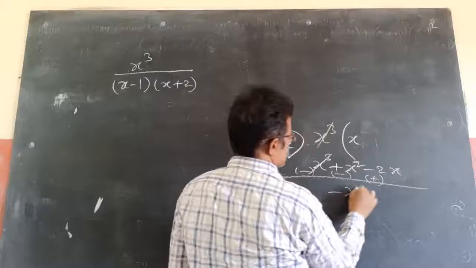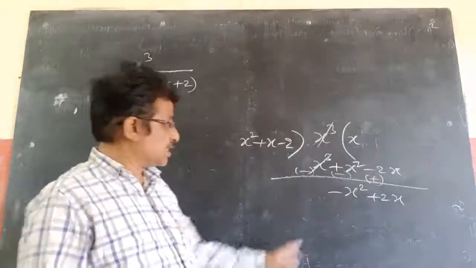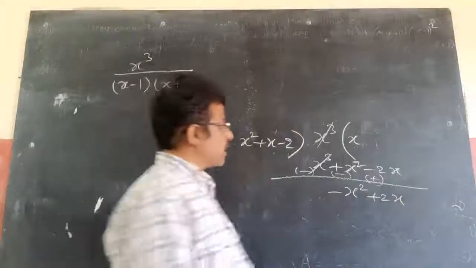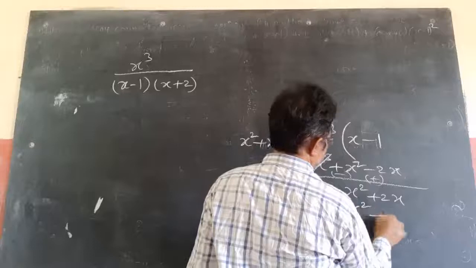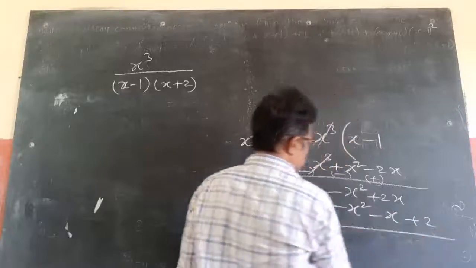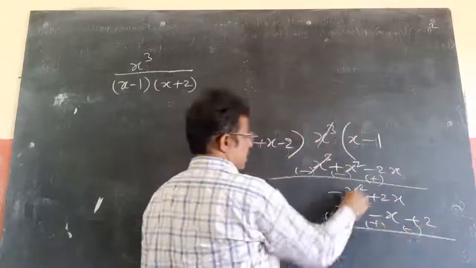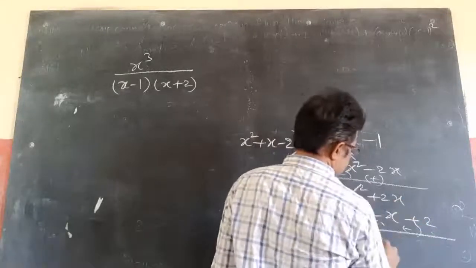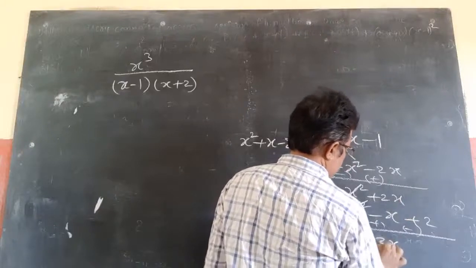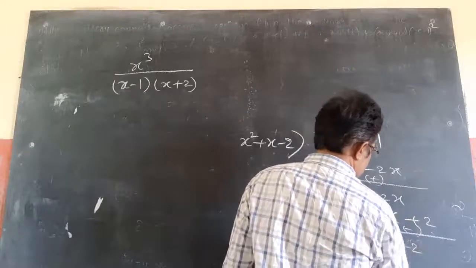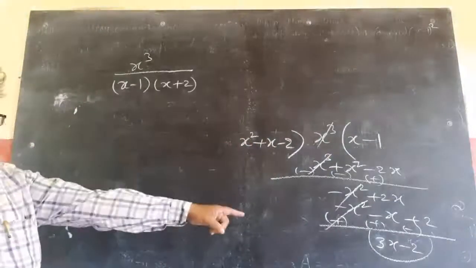So minus x square plus 2x. Now I need minus x square, here I have one plus x square, so minus 1. Minus x square minus x plus 2. Then subtract again. X square cancel. 2x plus x, 3x. 3x minus 2, so this is the remainder. That is the quotient, that is the remainder.